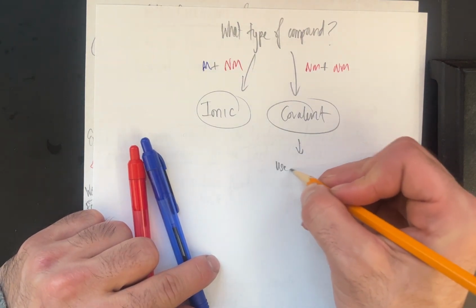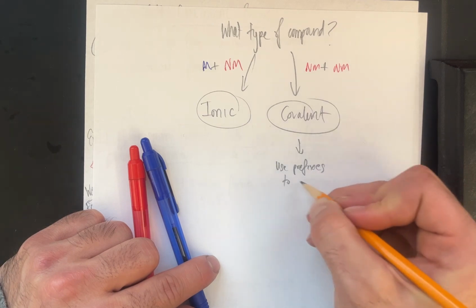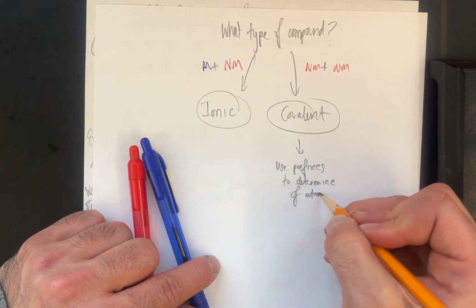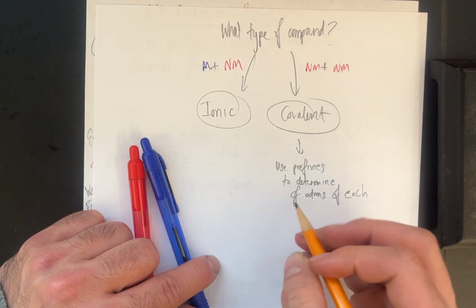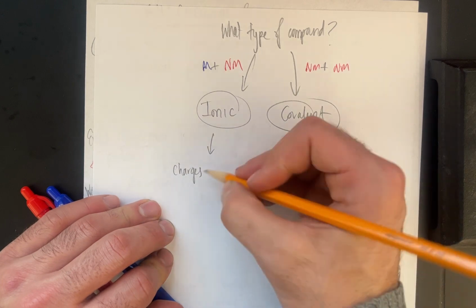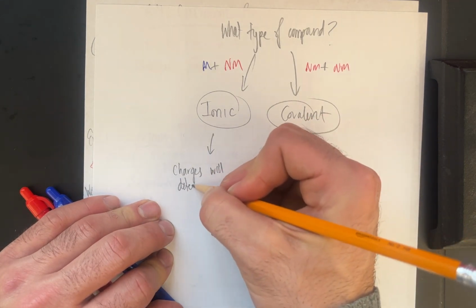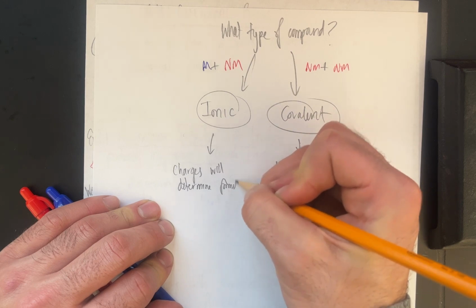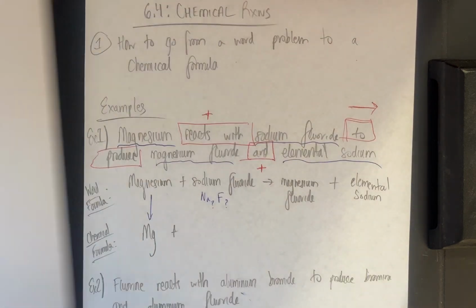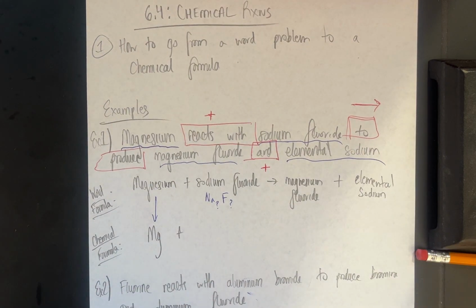Now remember, with covalent compounds we're going to use prefixes to determine the number, whereas if you have an ionic compound, charges will determine the formula, right? So, yeah. So let's go here, right? And with that aside, Na, is it a metal or is it a non-metal, right? And let me run over and grab a periodic table.